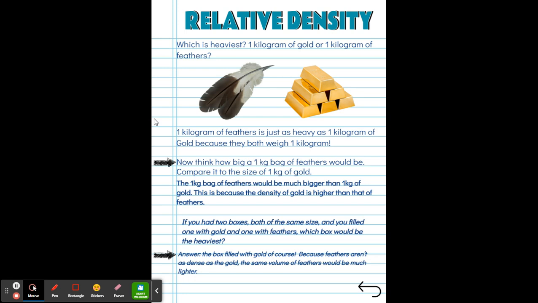If you had two boxes, both the same size, and you filled one with gold and one with feathers, which box would be the heaviest? Answer: the box filled with the gold, of course, because the feathers aren't as dense as the gold. The same volume of feathers would be much lighter.